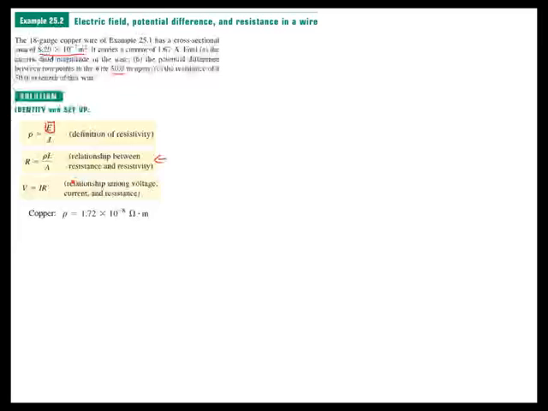And finally, we'll need equation 25.11, a very important equation in this chapter, which gives us the potential drop along the length of a wire in terms of the current flowing through the wire and the resistance of that length of wire. This is sometimes known as Ohm's law. And we obtain the resistivity of copper from table 25.1 as given here.